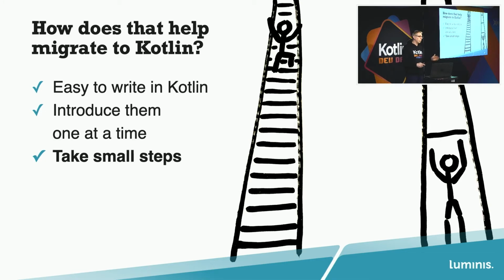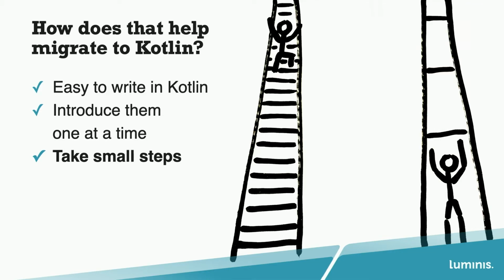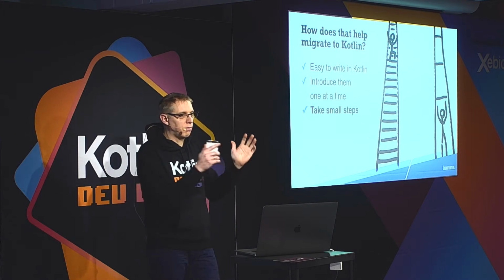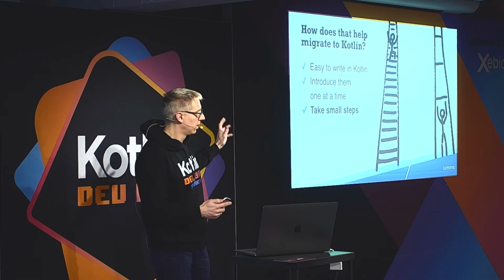So how does this help migrate to Kotlin? I mean, this is nice, all this stuff, but we're talking about Kotlin here. Value objects in Kotlin are really easy. It's just a few lines of code typically, and you have a value object. And there's even some stuff recently released that makes it even easier.